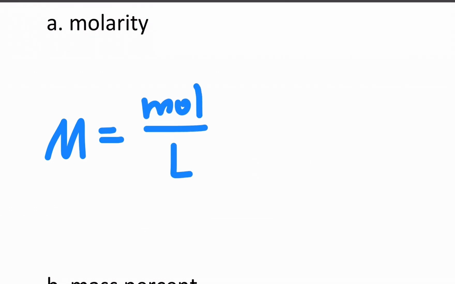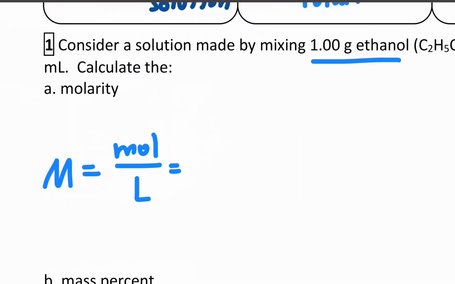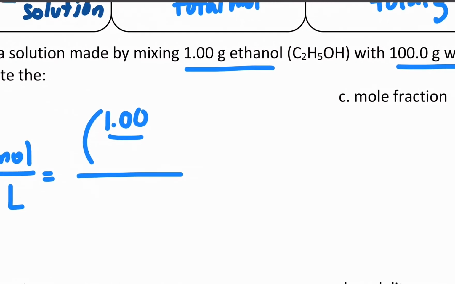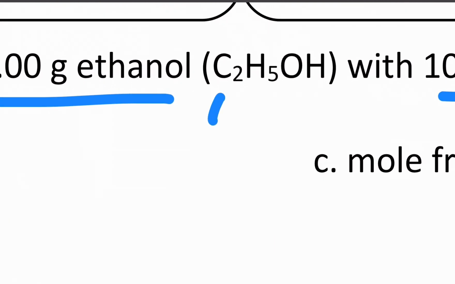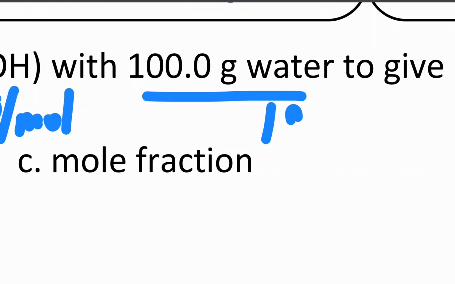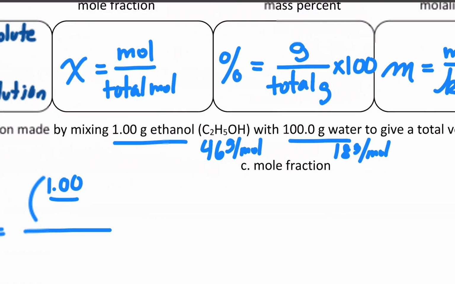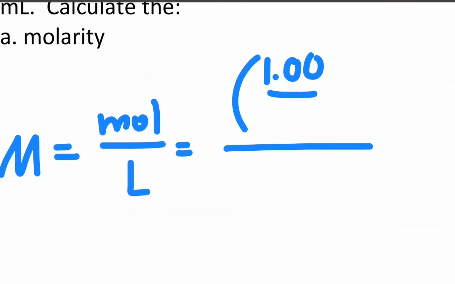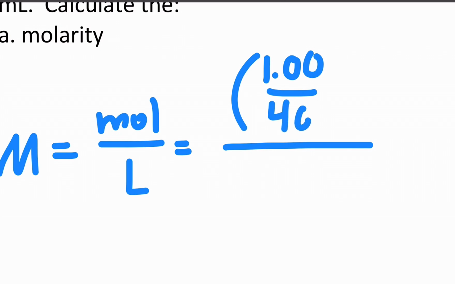Well, if I wanted the molarity, it would be the moles over the liters. And how do I get moles of solute from the mass? Well, I convert that grams into moles. So I have 1 gram divided by, I'll just make a note, ethanol, C2H5OH. That's 46 grams per mole. And in case I need it, you should remember water is 18 grams per mole. So to convert that 1 gram of ethanol into moles, I divide by 46.